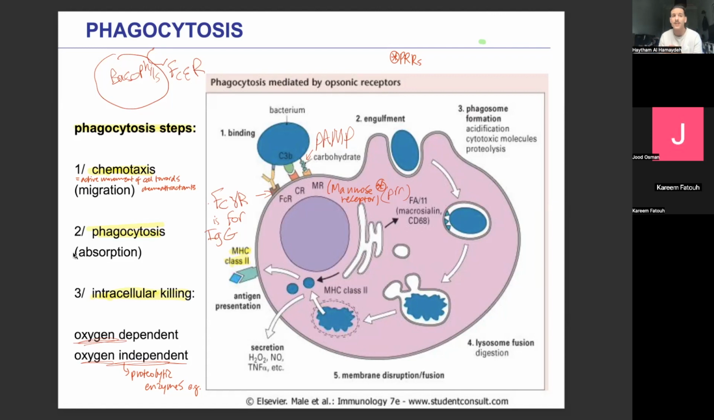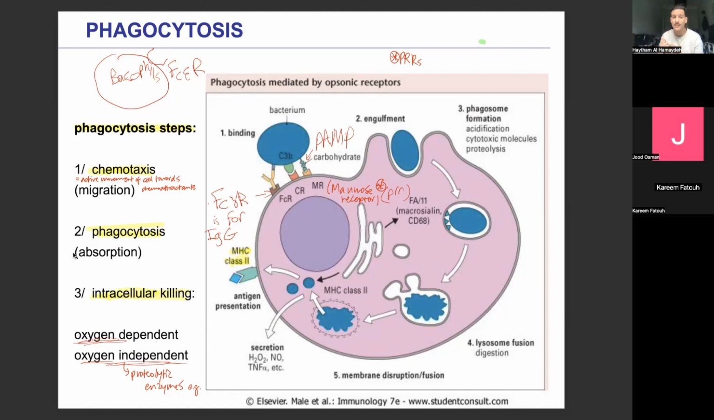When the first line cells detect it, the first thing they do is release stuff such as cytokines. Cytokines are proteins released by those immune cells, first line from the innate immunity, to cause other cells to come to the spot where that bacteria is present. This is called chemotaxis. Here I put down a note saying active movement of cells towards chemoattractants, and chemoattractants are chemokines or cytokines. So the first step of phagocytosis is chemotaxis: migration, they move towards the place where the bacteria is.